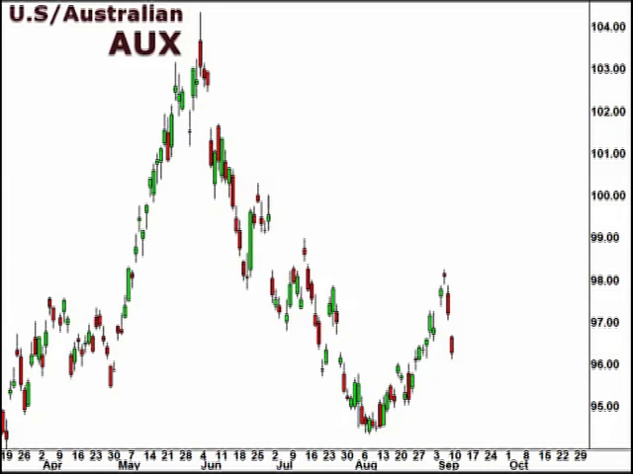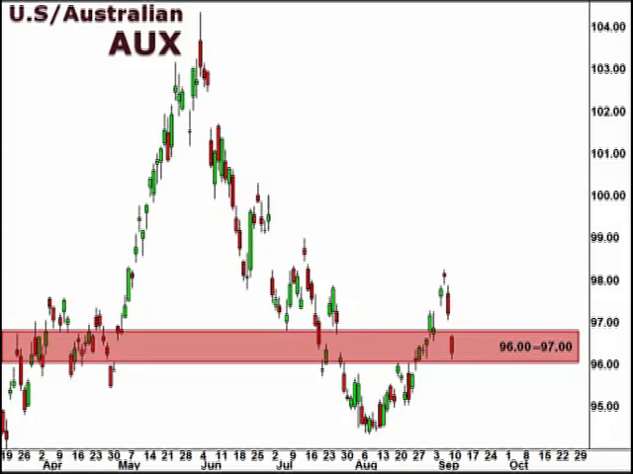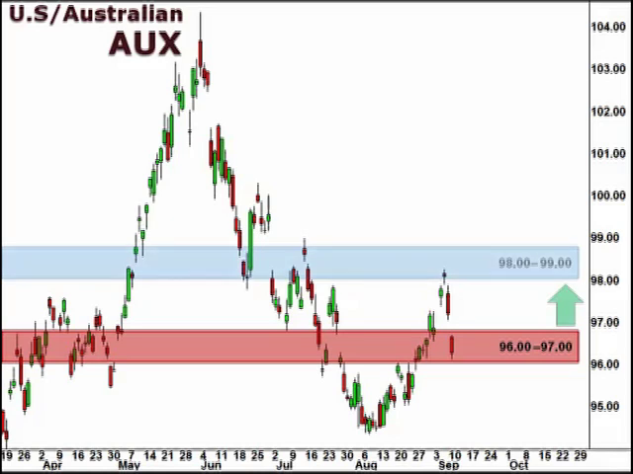Let's take a look at the US dollar versus the Australian dollar as seen here in the ISE FX options pair value AUX. Well, the AUX dropped back to test support at 96. A bounce is likely to meet resistance at 98.